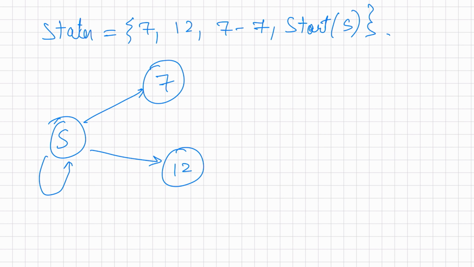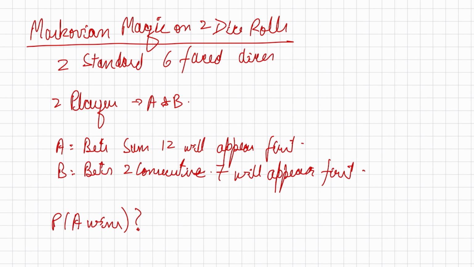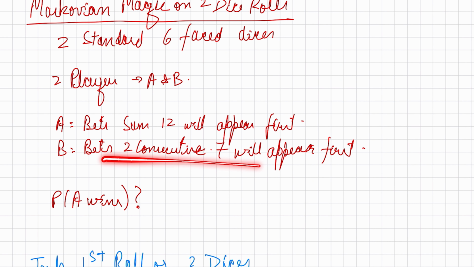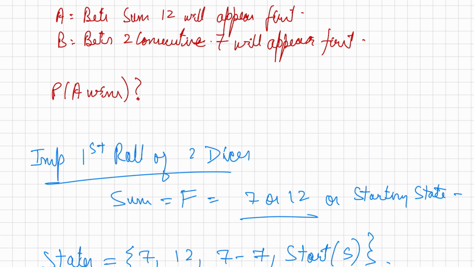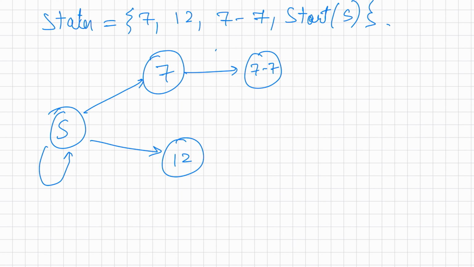Now let's talk about this state number 7. From state 7, you could go to something I call 7-7. That is, in the second roll, you get another 7, and here's where player B wins. Because player B, as you may recognize, bet on 2 consecutive 7s appearing first.